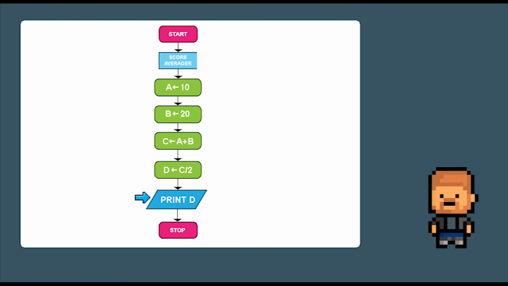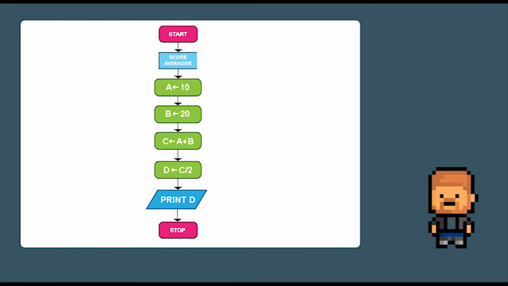Following this, we have an output block, printing D to the screen. An output block takes something from the computer and shares it with the real world. It outputs the value of D to the screen, which in this case is 15. And finally, we have the end block. So there you go. You can have comments, variables, and outputs in flowcharts. But that is just the beginning. In fact, most things can be achieved in flowcharts.